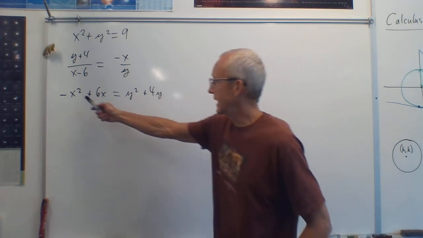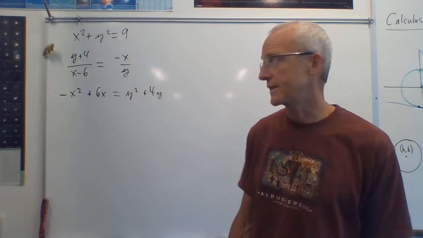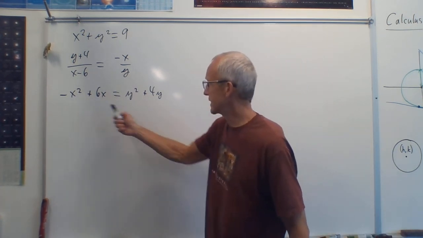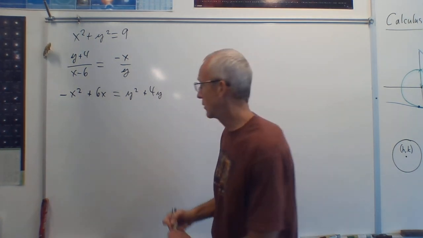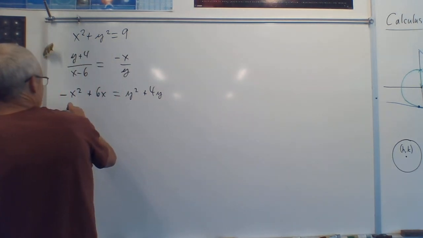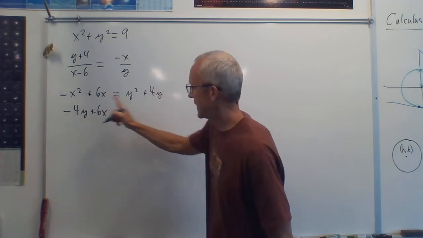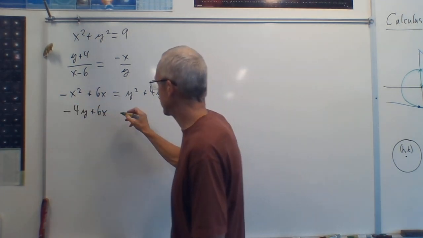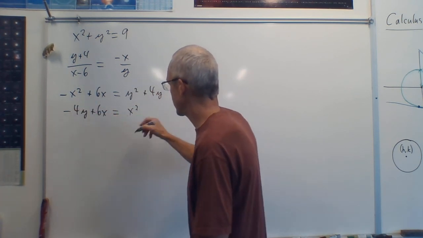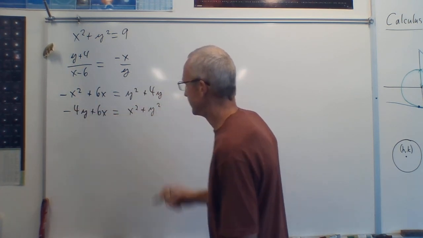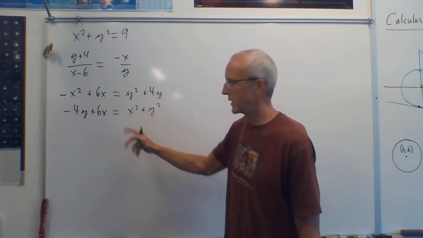I'm going to put the x squared and y squared on the same side because I can see right away that's going to be awesome, and you'll see what I mean. So I'm going to move the negative x squared over here and make it positive, and the 4y over here and make it negative. So I have negative 4y plus 6x on this side. The negative x squared becomes a positive x squared, plus the y squared that stays on the right side.